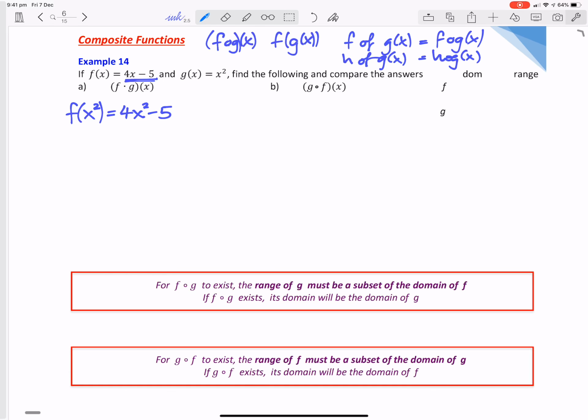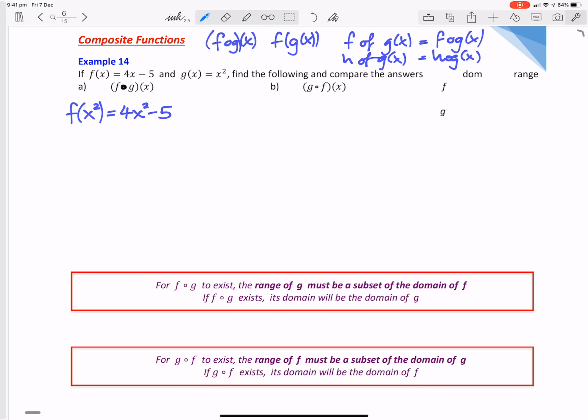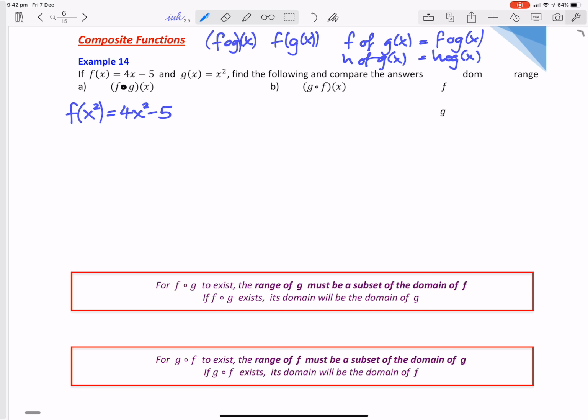I think I just rubbed out my circle. There was a circle there, like the other side. Okay, so that's f of g of x, and then g of f of x means g of 4x minus 5, which means wherever I've got an x in g, I replace it with a 4x minus 5, which will give me (4x minus 5) squared. You can expand it, 16x squared minus 40x plus 25. I probably wouldn't expand it, you could leave it either way.